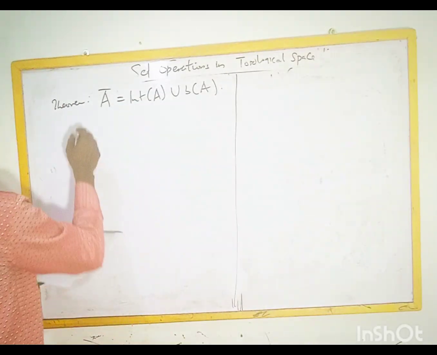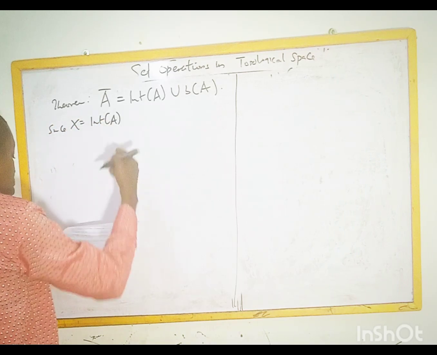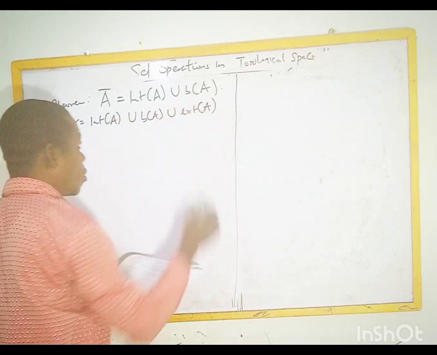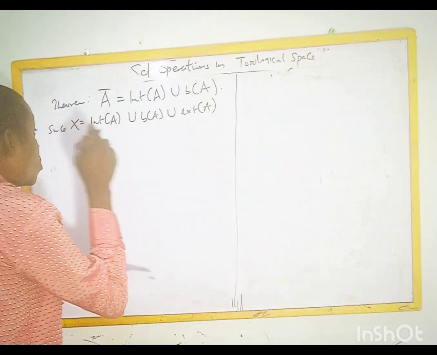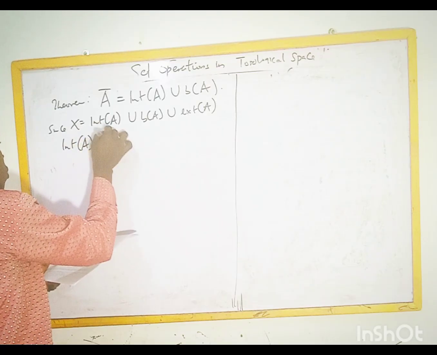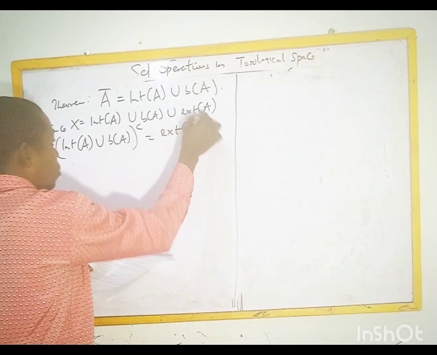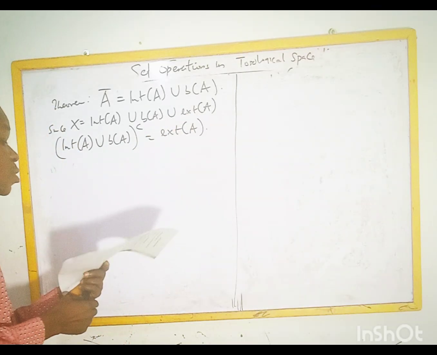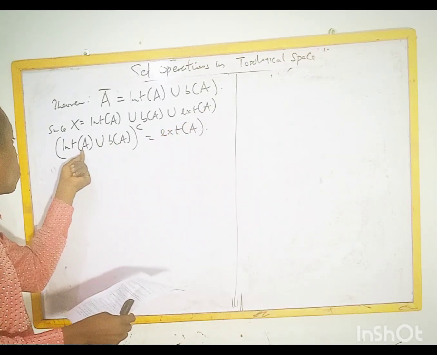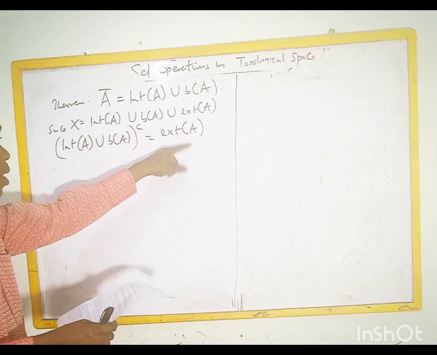Since you can say that X, the whole set, is equal to the interior of A union the boundary of A union the exterior of A, you can do that. And we know that the complement of the interior of A union the boundary of A will give us the exterior of A. So when you remove the interior set of A and the boundary of A from the whole set, you're going to have the exterior of A.